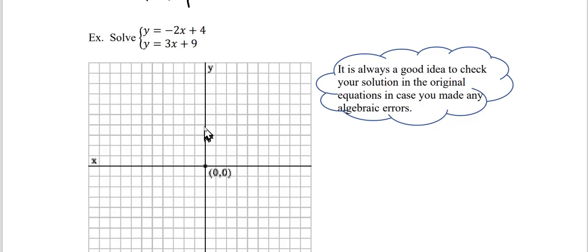1, 2, 3, 4 is my y-intercept, slope of negative 2. So I'm going to go down 2 to the right 1, down 2 to the right 1, down 2 to the right 1. If you need to refresh on how to graph lines, go back to Unit 2, I think it was Unit 2, maybe Unit 3, and refresh on graphing lines.